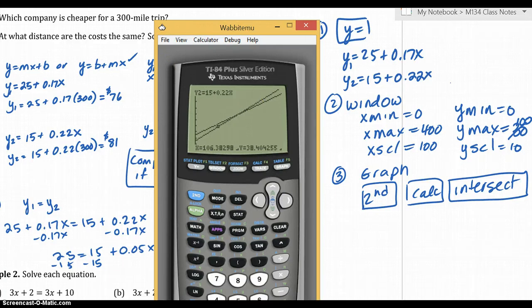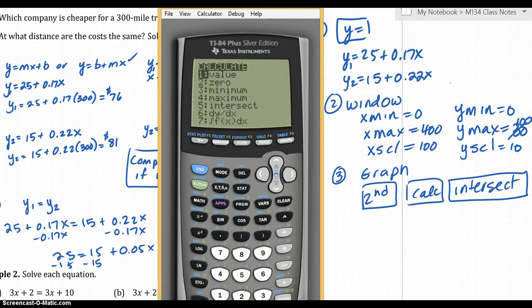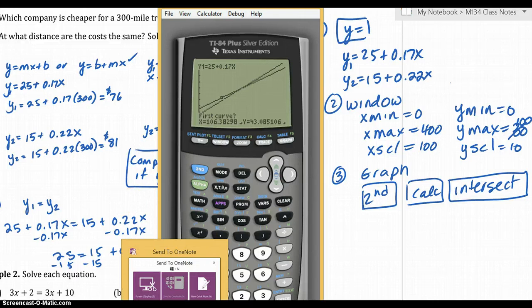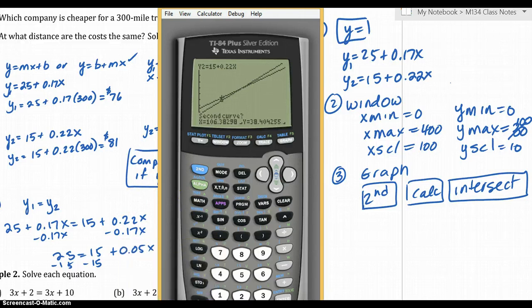So you can kind of see that. If you choose second calc intersect, I'm going to go ahead and try that. Hit the second button, the calc is above the trace, and then intersect. You can press 5 for intersect, or you can just scroll down. And then press enter 3 times. 1, 2, to answer each question, 3, it will give you that intersection point, 200. And not only that, it would give you the cost of each if you plugged in 200, which would be $59. So let's go ahead and draw that.